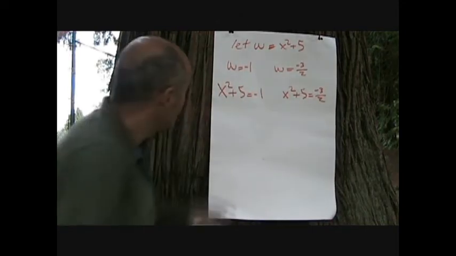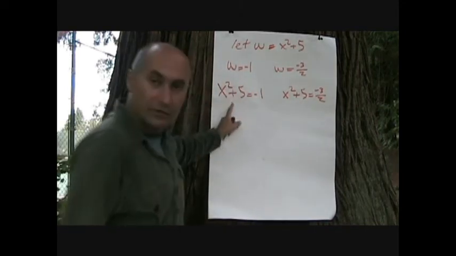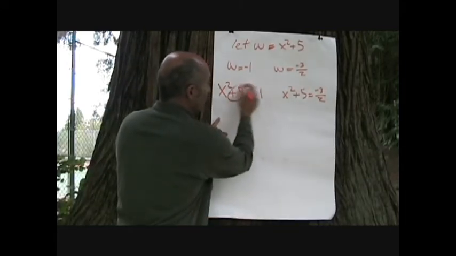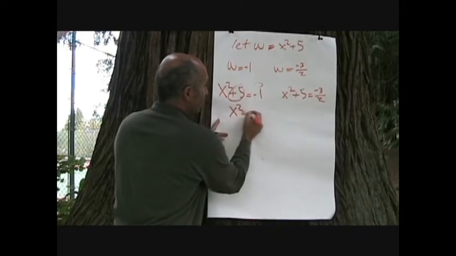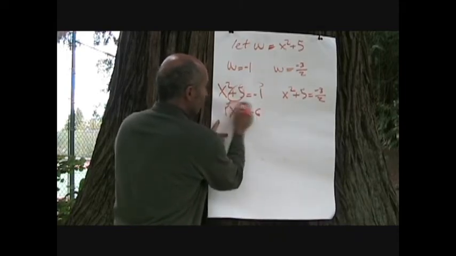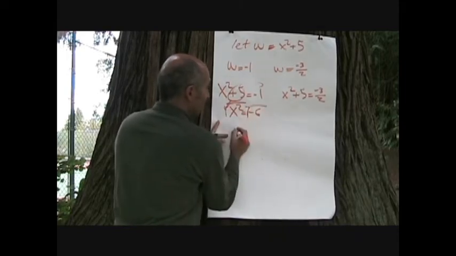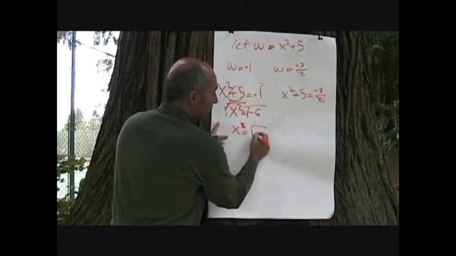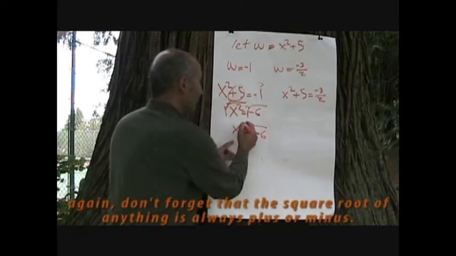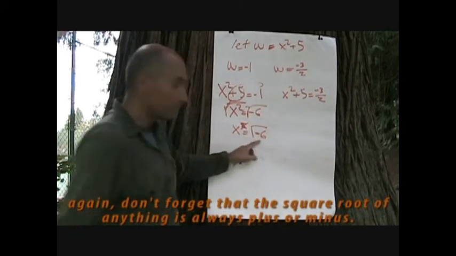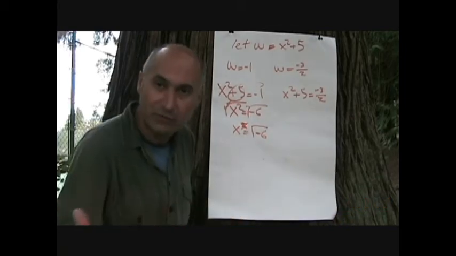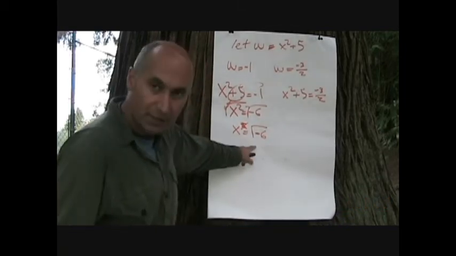Okay. Now you're going to have to solve for x squared. So what you're going to do is move the 5 over. So you're going to have x squared is equal to negative 6, square root both sides, and x is going to be the square root of negative 6, right? And there, you can't take the square root of a negative number, so this one doesn't give you an answer. There is no solution for x here.